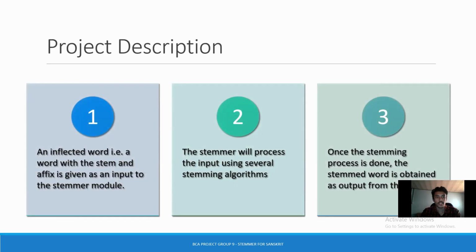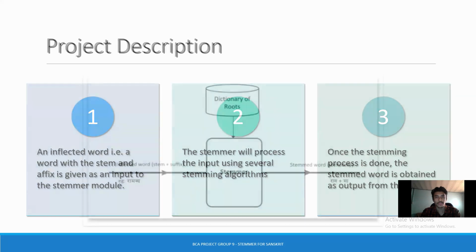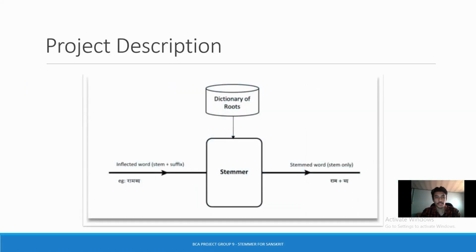The process happening is, first, an inflected word, that is, a word with the stem and affix, is given as an input to the stemmer module. The stemmer will process the input using several stemming algorithms. Once the stemming process is done, the stemmed word is obtained as output from the module. Here, Ramasya is the input word, which is stemmed out as Rama plus Sya.